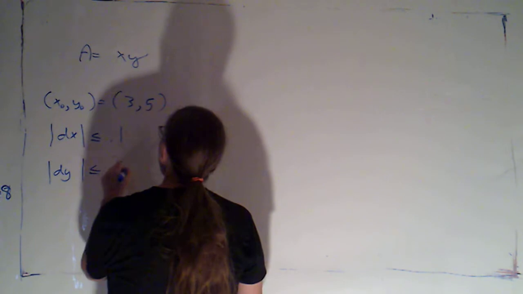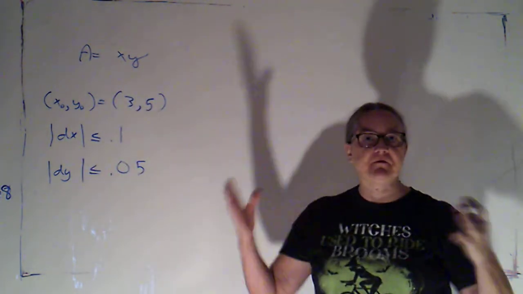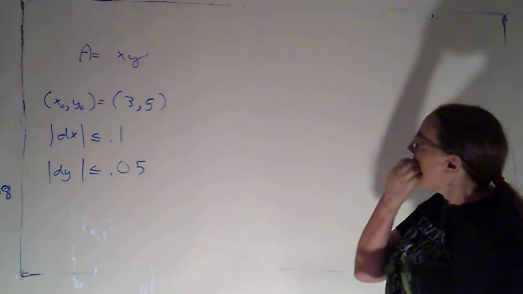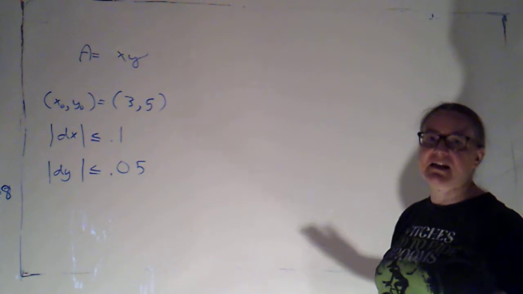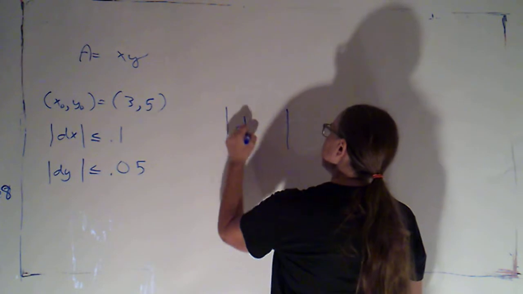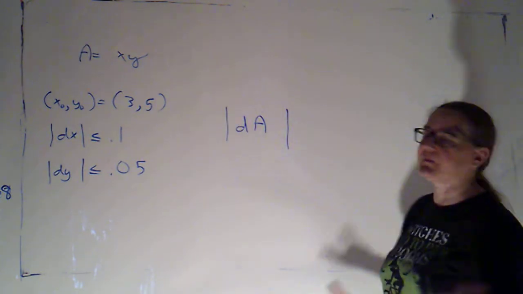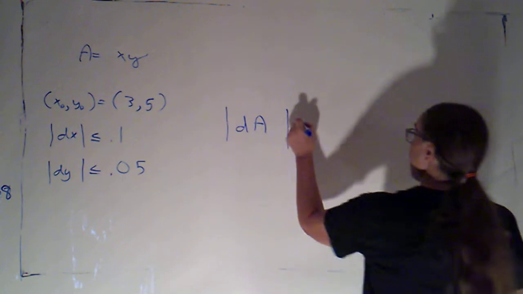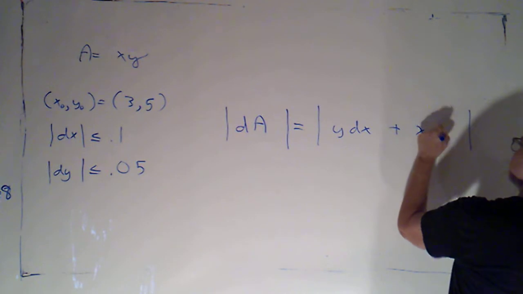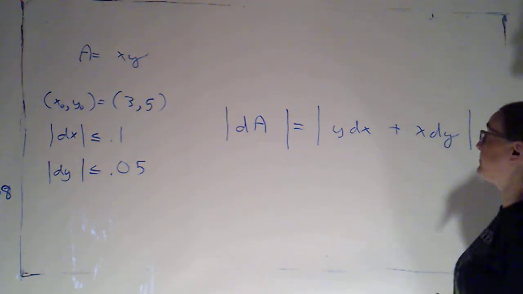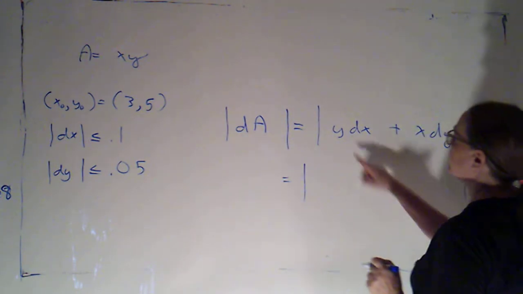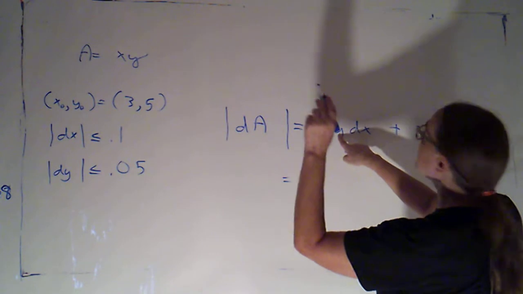Okay. All right, and let's suppose that we know that the absolute value of dy is less than or equal to 0.05. Somehow whoever's measuring the y is a little bit more accurate than whoever's measuring the x. Okay, if we're asked to approximate the maximum error that we can have, we're basically looking at the absolute value of dA. Now, we calculated our formula for dA a moment ago, and that was just y dx plus x dy.